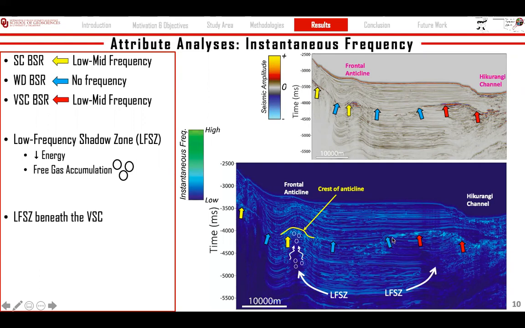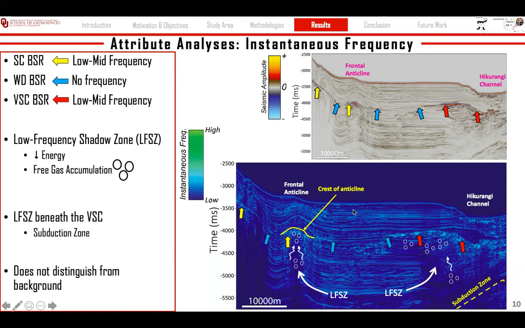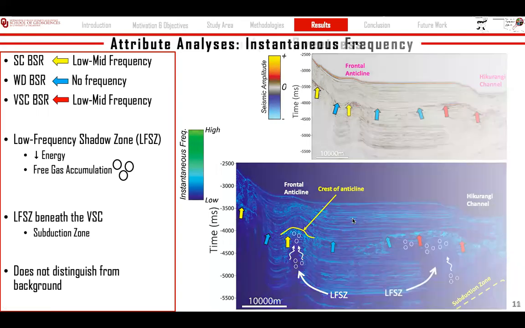We also observe a low frequency shadow zone in the area beneath the very strong continuous BSR, again associated with the potential migration and accumulation of free gas, most likely derived from the subduction zone as previously interpreted, where free gas most likely migrated upward. Again, it is difficult to distinguish the response of the instantaneous frequency from that of the background geology response.